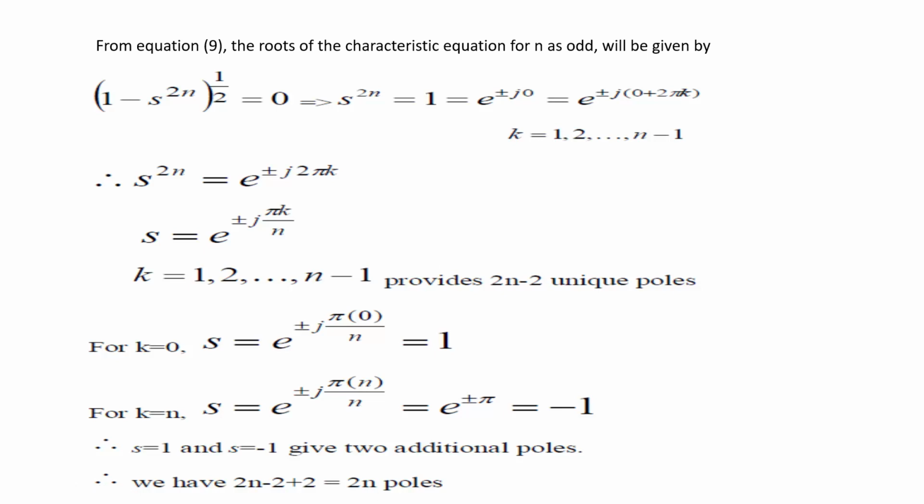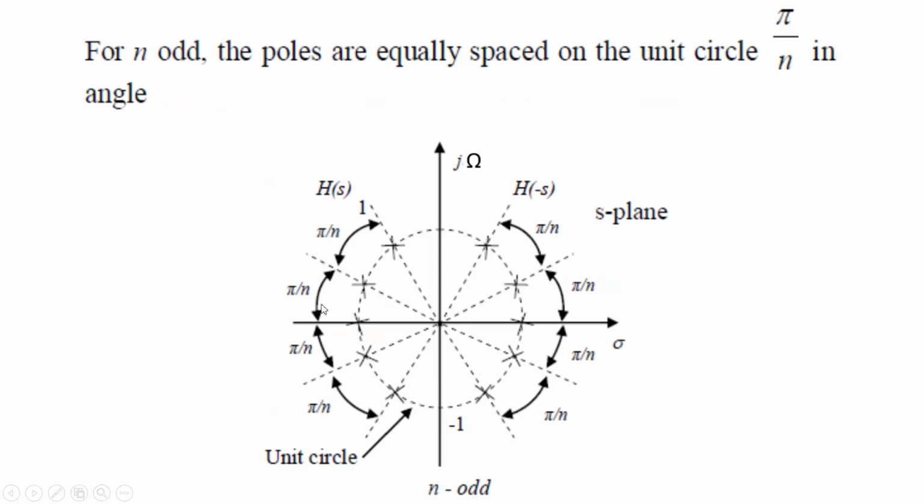Let's take one example to understand this. This is the general example of when n is odd. This is one pole, the real pole. This is another pole which is also real. So, as I said, two poles will be real poles and the rest will be complex conjugate pairs. This pole is a complex conjugate of this pole in the h of minus s side, and the same thing will happen in the h of s side. And the poles are equally spaced on the unit circle by pi by n in angle.